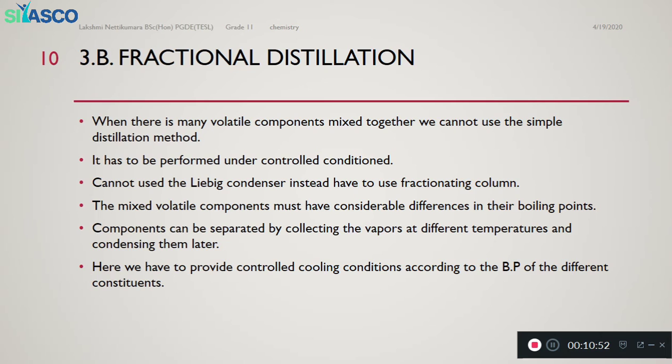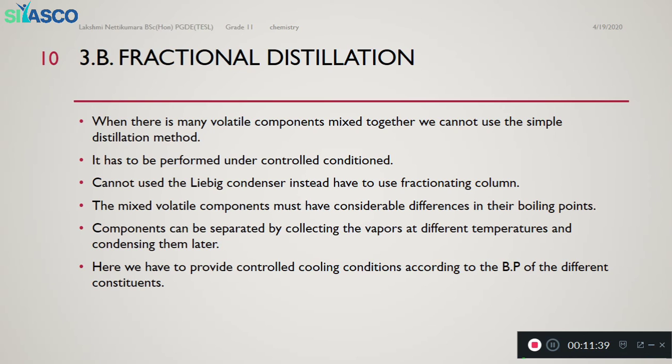The mixed volatile components must have considerable differences in their boiling points. That is another important point. That means the components in the mixture should have different boiling points, and the difference between each of them should be considerable. Then the components can be separated by collecting the vapor at different temperatures and condensing them later. Here we have to provide controlled cooling conditions according to the boiling points of the different constituents.